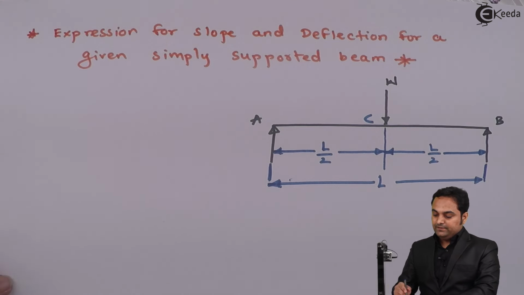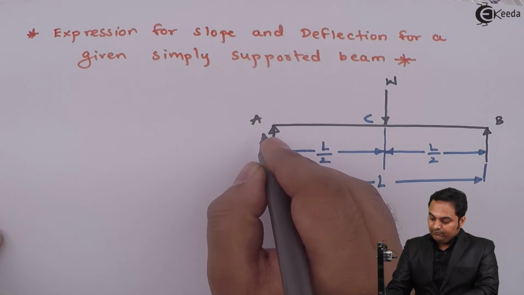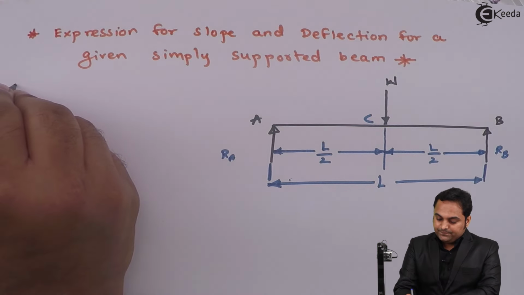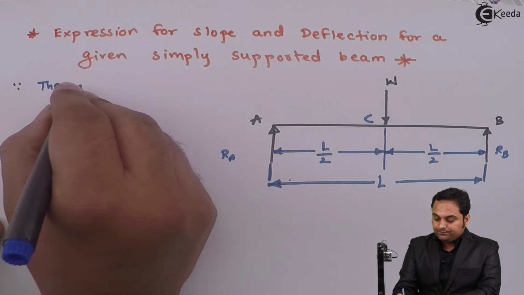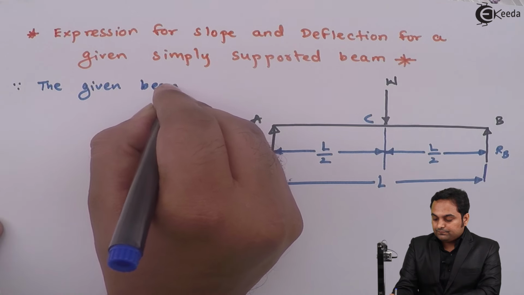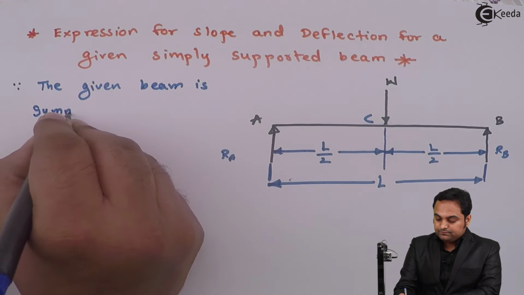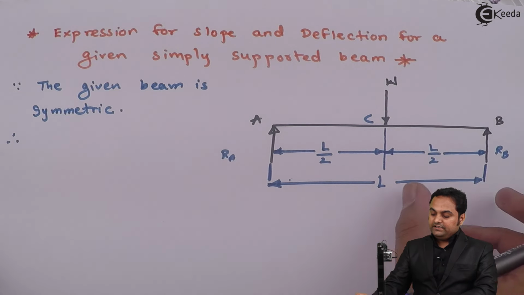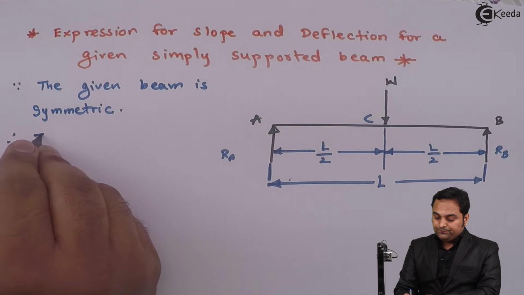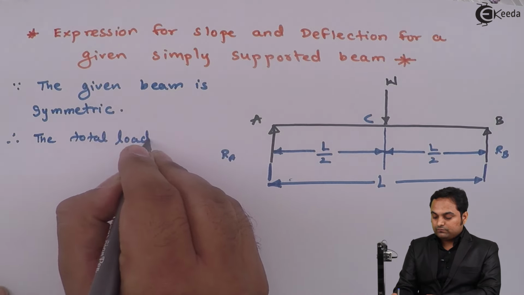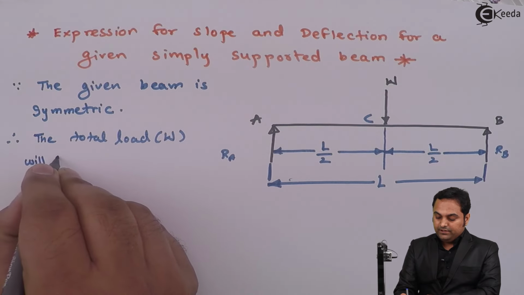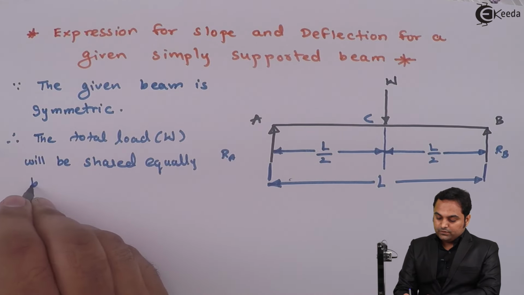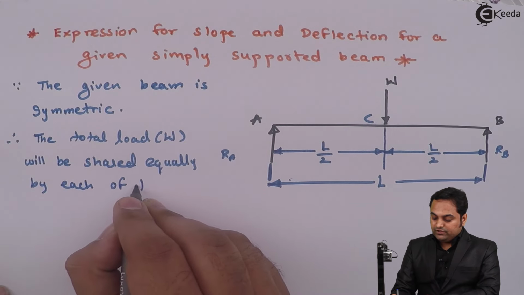So for this, first of all, I'm going to find the reaction at A and reaction at B. That is the first step. Since the given beam is symmetric, because the load is located at equal distance from both the supports, therefore the total load W will be shared equally by each of the supports.